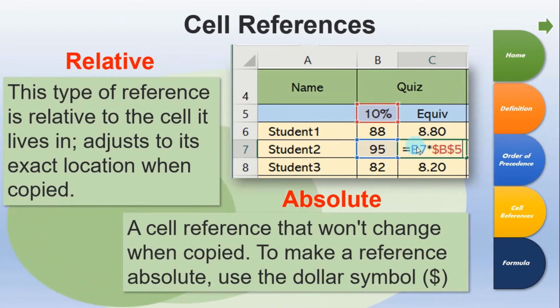And if you can see, the B7 here is a plain cell address, or what we call relative reference. And the B5 here is what we call absolute reference, because it is enclosed with the dollar sign. That means when you copy or drag the formula, the B5 will remain B5 wherever you drag, move, or copy it. But the B7, when you move or copy the formula, here it will become B8, and here it will become B6, and so on. It is adjustable, or it adjusts to its exact location. So that's what we mean by the relative and the absolute reference. So that's about the cell references.